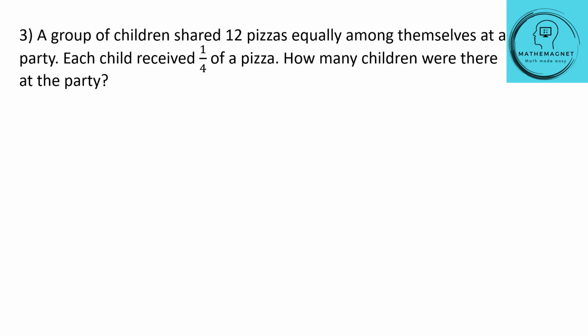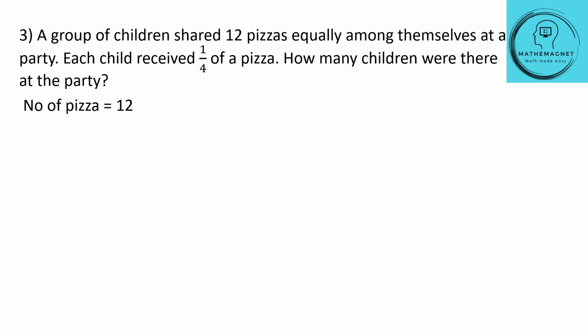Question 3. A group of children shared 12 pizzas equally among themselves at a party. Each child received 1/4 of a pizza. How many children were there at the party? Now the information that we have is the total number of pizzas and how much each child has received. The question is to find how many children were there at the party.